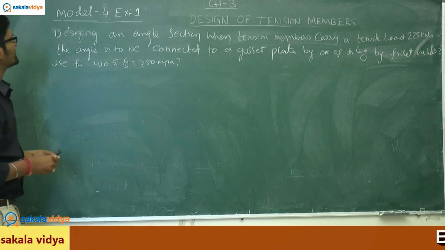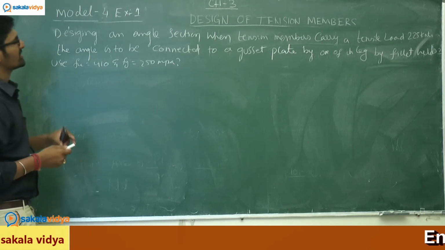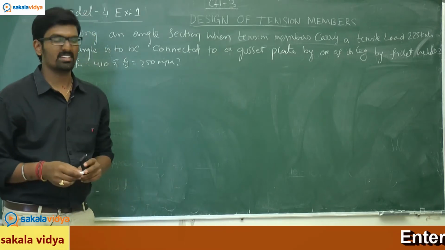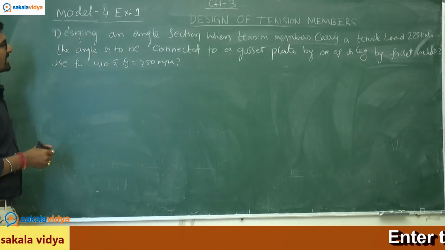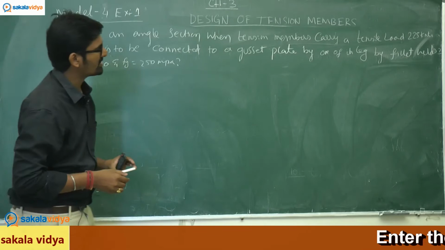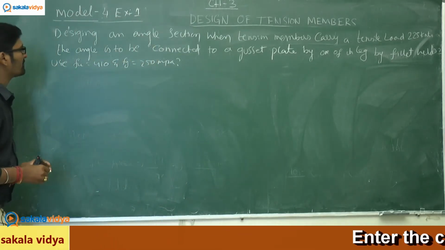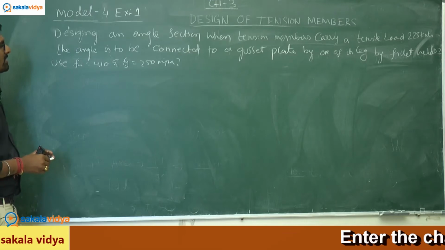So in module 4, example number 1: design an angle section when the tension member carries a tensile load of 225 kilonewtons. The angle is to be connected to a gusset plate by one of its legs by fillet weld. Use Fu is equal to 410 and Fy is equal to 250 MPa.